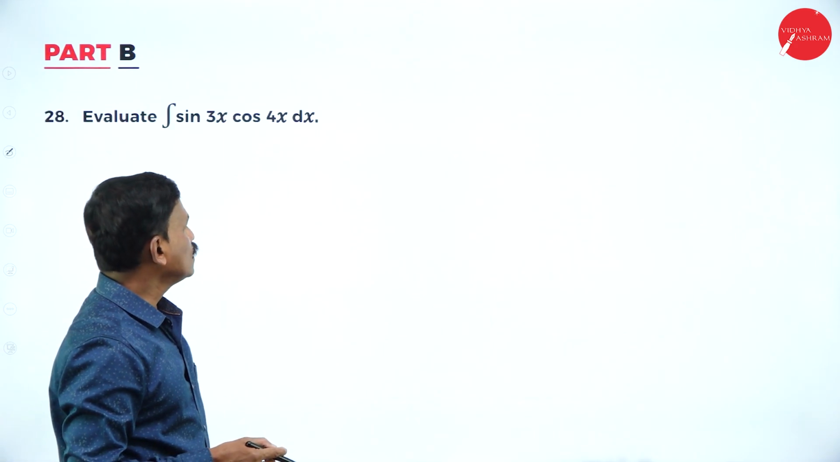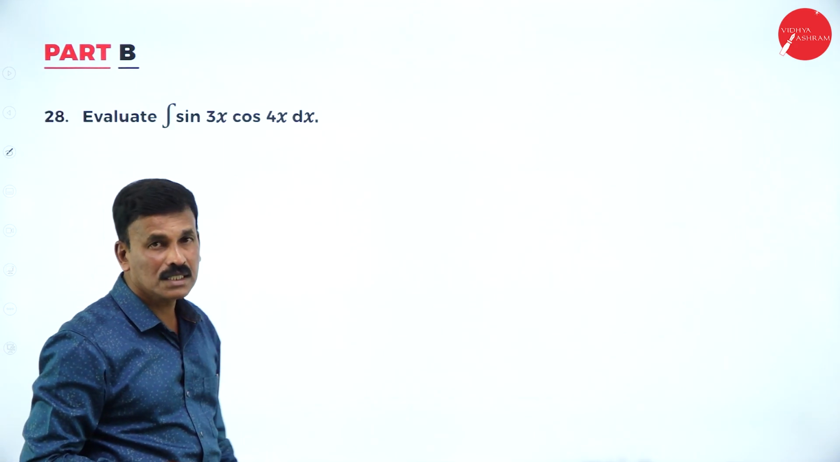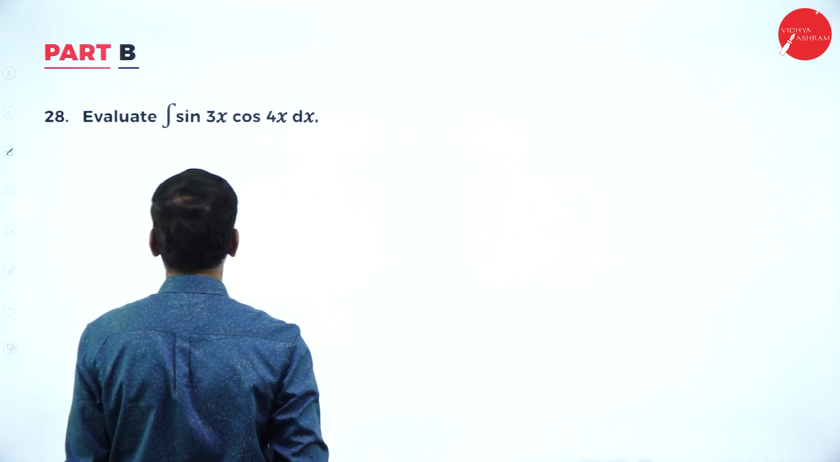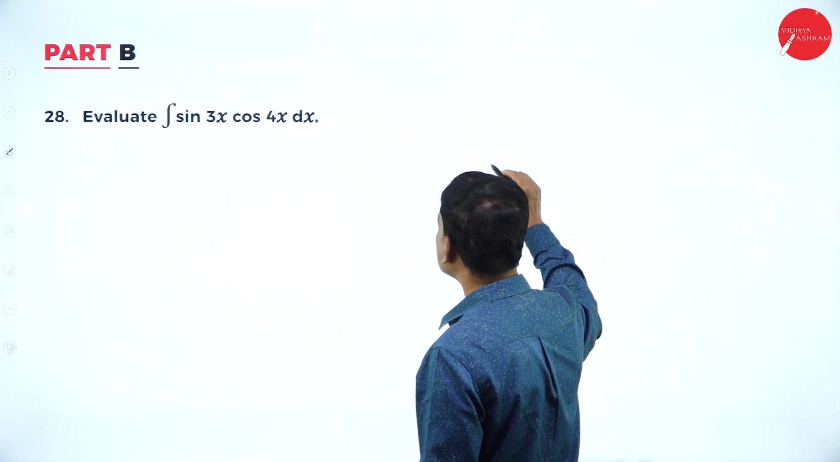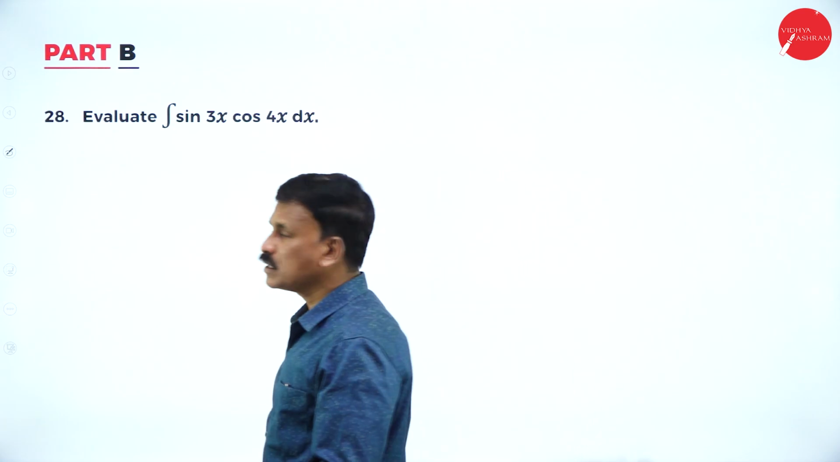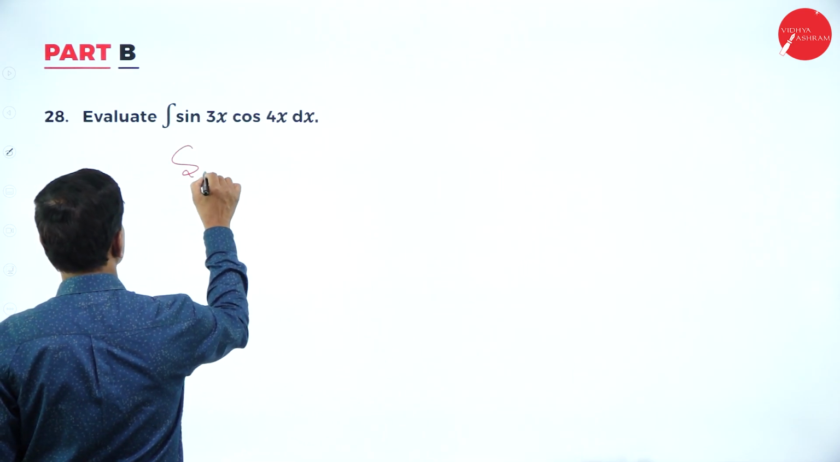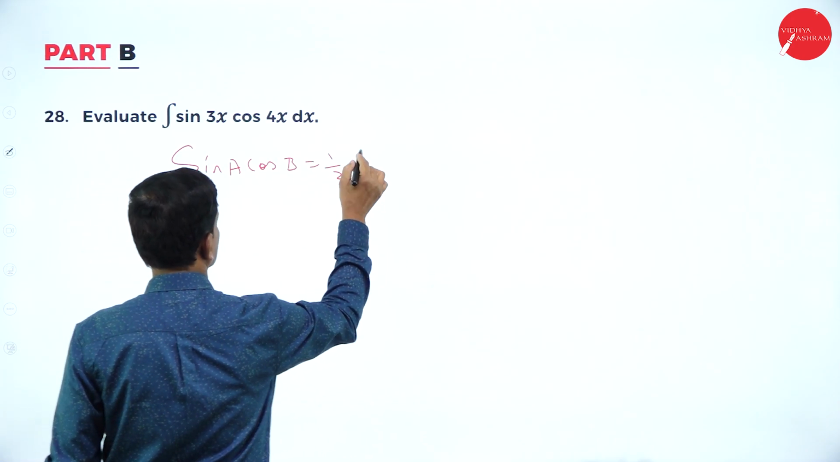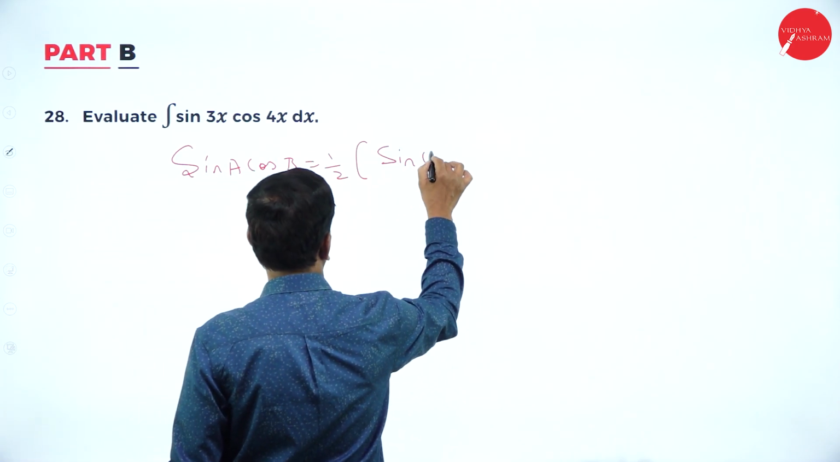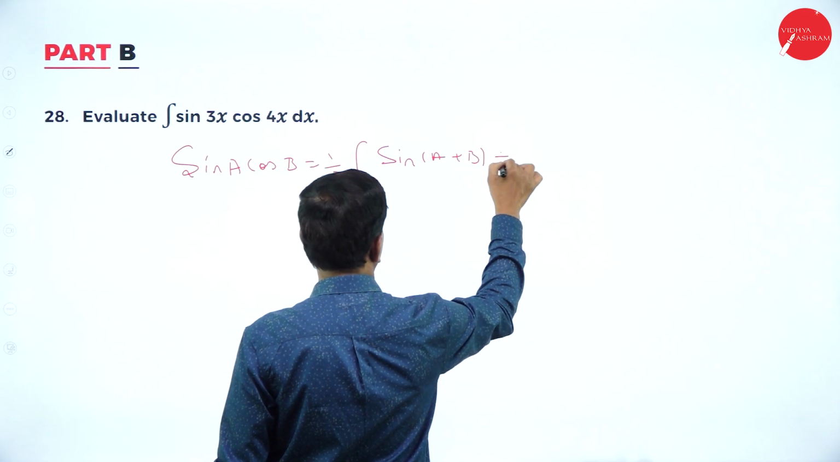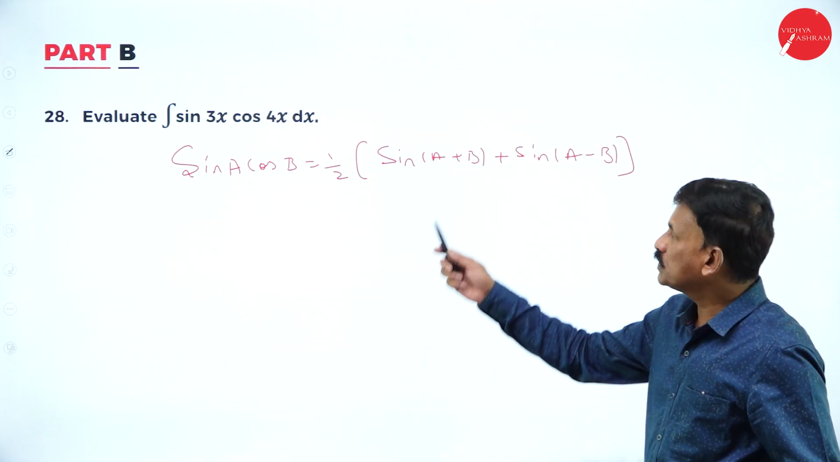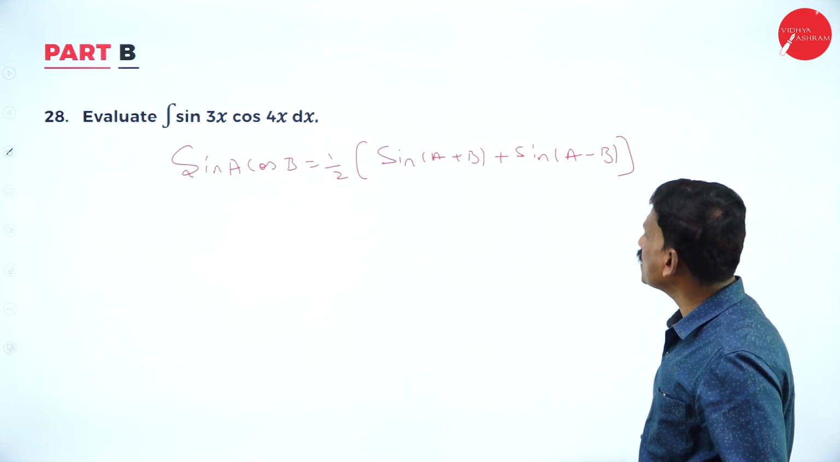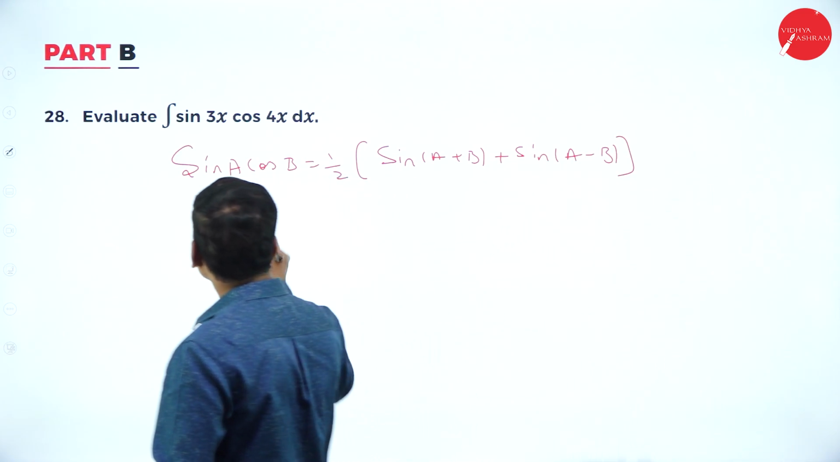Now, move on to the next, integrals. Evaluate the integral of sin 3x into cos 4x. Just make use of a formula. There is one formula for this: sin A cos B is equal to half of sin of A plus B plus sin of A minus B. So what is A?